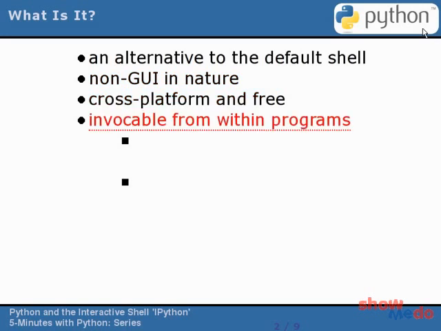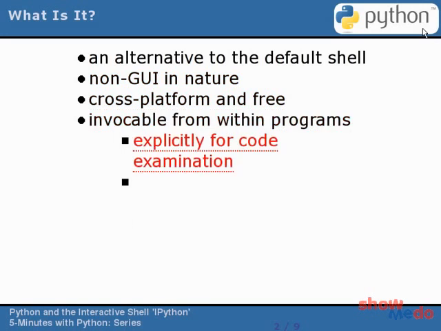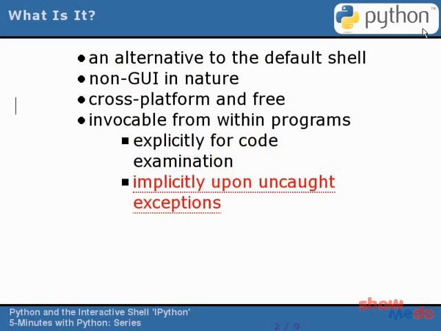It can easily be invoked from within your programs, either explicitly to put you into an interactive environment with the variable namespace current at that point, or upon occurrence of an uncaught exception. These features make IPython useful for both debugging and for those blended types of programs with heavy computation intermixed with exploration of the results, as in scientific data visualization.